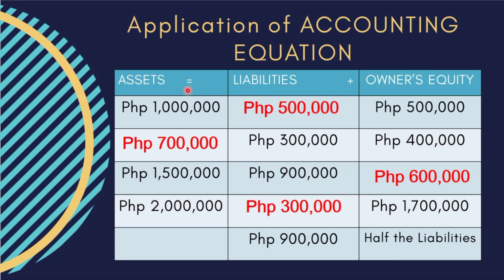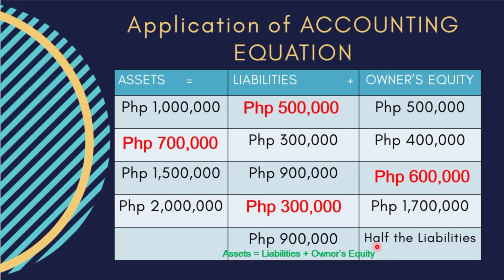On item number 5, assets is unknown, while liabilities and owner's equity are given respectively. For liabilities, it is 900,000, and for owner's equity, it is half the liabilities. So what accounting equation will we use? We will use assets equals liabilities and owner's equity, since asset is unknown. Before we solve for asset, we should know the value of the owner's equity.